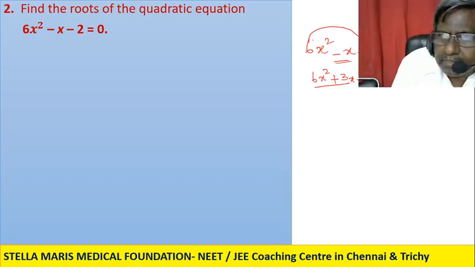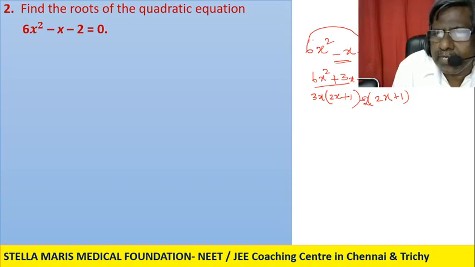So now common for the first two, 6x square and 3x, 3x is common. So I take 3x outside. If you multiply 3x by 2x, you will get 6x square plus 3x. Immediately you can put here, the same thing should come here, 2x plus 1. So in between will be minus 2. So minus 2 into 2x will be minus 4x, minus 2 into 1 will be minus 2. Clear? So how I am splitting this?